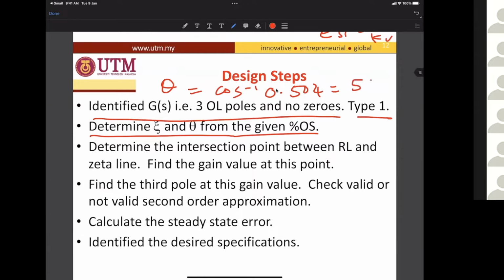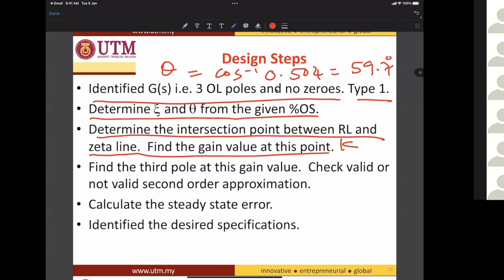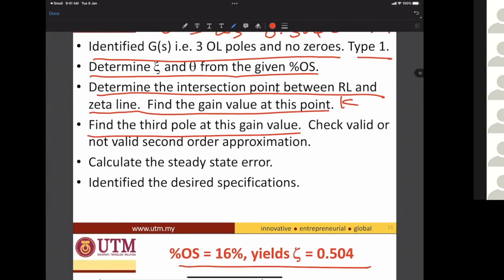59.74 degrees, 59.7 degrees. Okay, note it down. And then determine the intersection between the root locus and the zeta line and find the gain value, which is K. Find the third pole at this gain value. Third pole, don't forget to check whether the system is valid for second order approximation, by finding the ratio of the third pole value to the real part of the dominant pole.